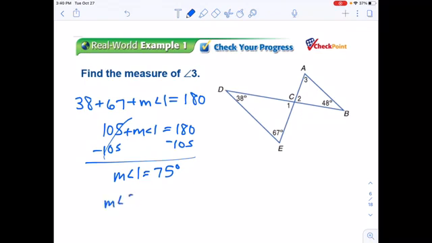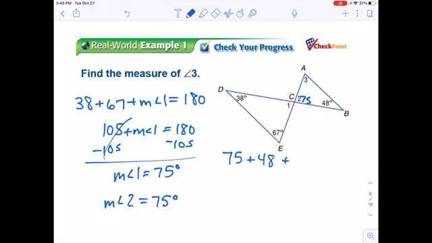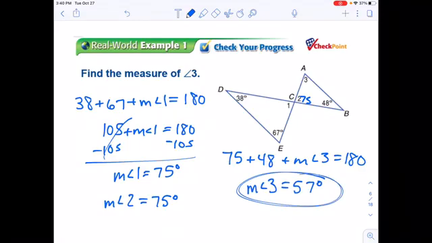Once again, the measure of angle 2 is vertical to that, so it's also equal to 75 degrees. And then we can solve, because this is 75, we can say 75 plus 48 plus the measure of angle 3 has to equal 180 degrees because of the triangle angle sum theorem. So the measure of angle 3 after we solve is equal to 57 degrees. And that's our actual answer because we only had to find the measure of angle 3.